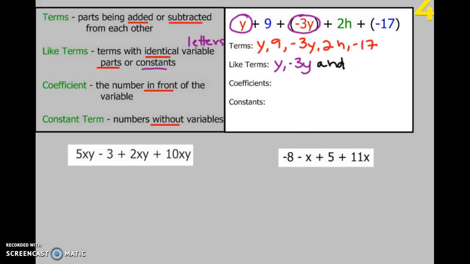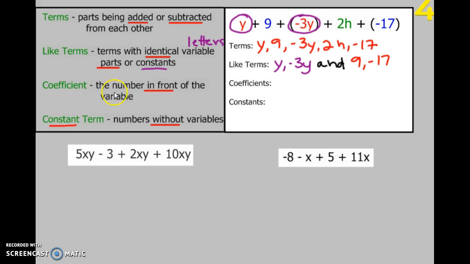And we have another pair of like terms. This 2h, there's not any other h's, so we can't combine that with anything else. But over here we have a 9 and a negative 17. Those are both what we call constants, which I'll get to down here.